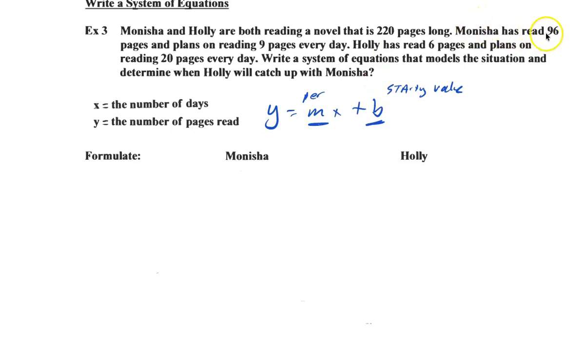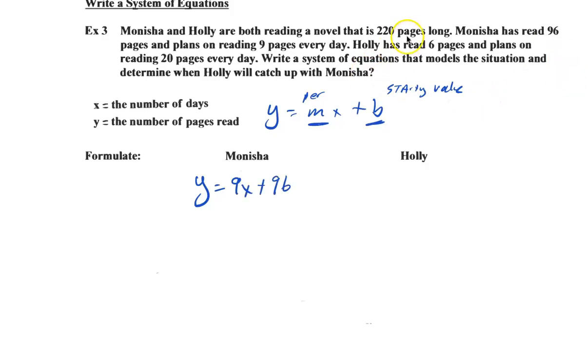Monisha has already read 96 pages and plans on reading 9 pages each day, so per day. So this is going to be my slope. That's our rate. How fast are we going? We're going 9 pages per day, but we're starting at 96. So for Monisha, our equation is y equals 9x plus 96.